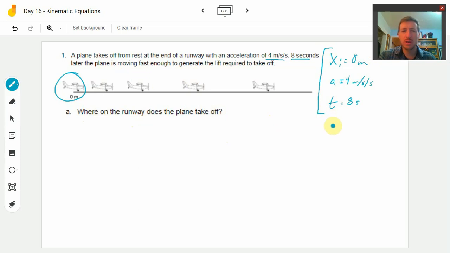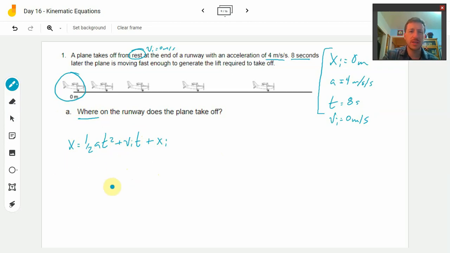We also happen to know it takes off from rest, so the initial velocity, VI, is 0 meters per second. That is also important to know. So, where on the runway does the plane take off? That "where" tells us that we're looking for a position. So we're going to use our position equation, which is the position is equal to 1/2 the acceleration times time squared plus the initial velocity times time plus the starting position.